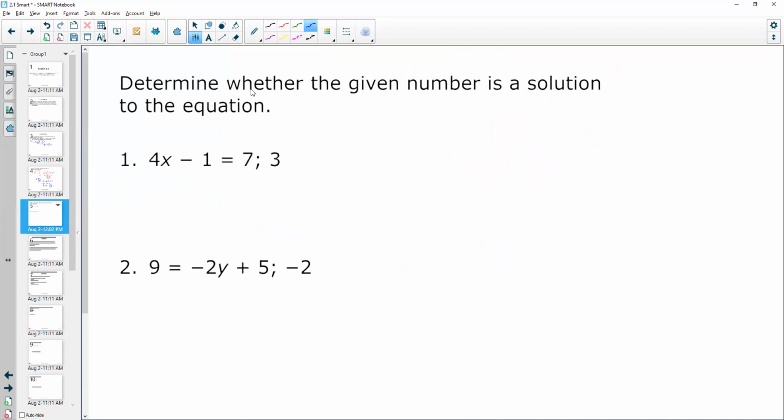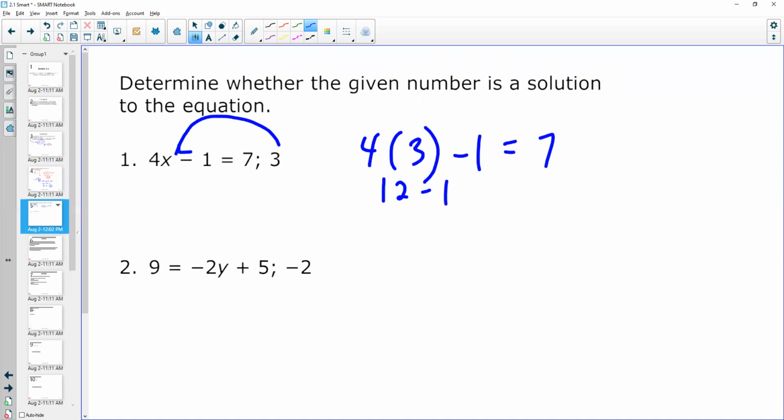Take a look at these, try them on your own. Pick up your pencil, move it on the paper. See if you can figure out what to do. Pause the video, do the work. Okay, so I'm assuming you paused. What we're gonna do is replace the 3 in for x. 4 times 3 minus 1 equals 7. Well, 4 times 3 is 12, minus 1 is 11. 11 and 7 are definitely not equal, so that guy gets a no.